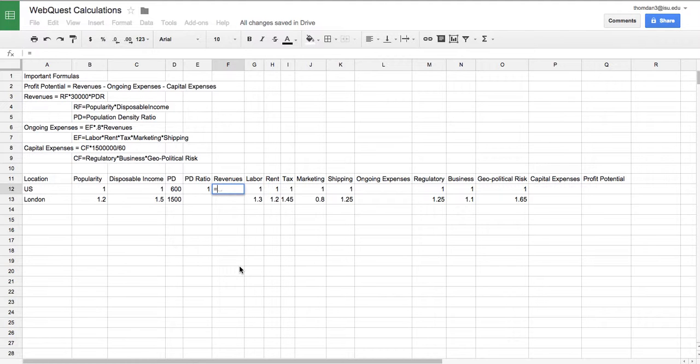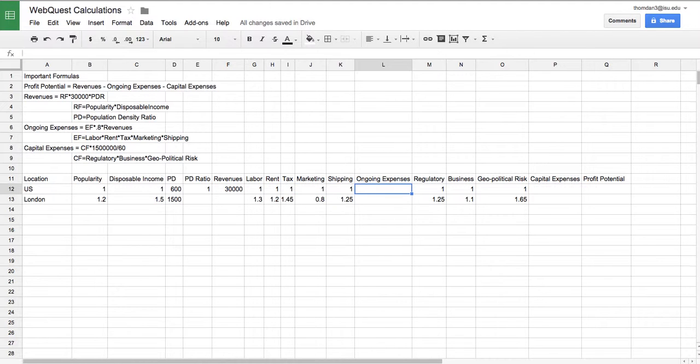So it's equal to, let's indicate the popularity, see I'm showing the cell, times disposable income times the PD ratio times $30,000. Now here in the United States, I'll know if I got the formula right because it should just be $30,000, and it is.